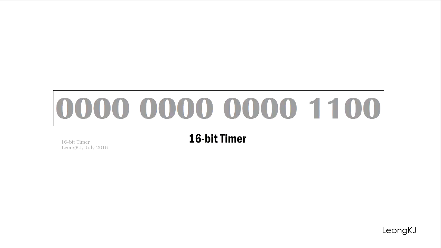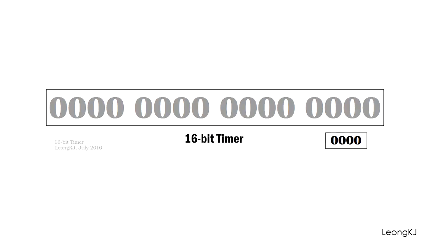Instead of representing the 16-bit timer in binary, it is more convenient to use hex numbers. 16 bits binary can be represented by 4 hex digits. In terms of hex number, the timer can count up to a maximum of FFFF. The timer then goes back to 0 and continues counting from 0.